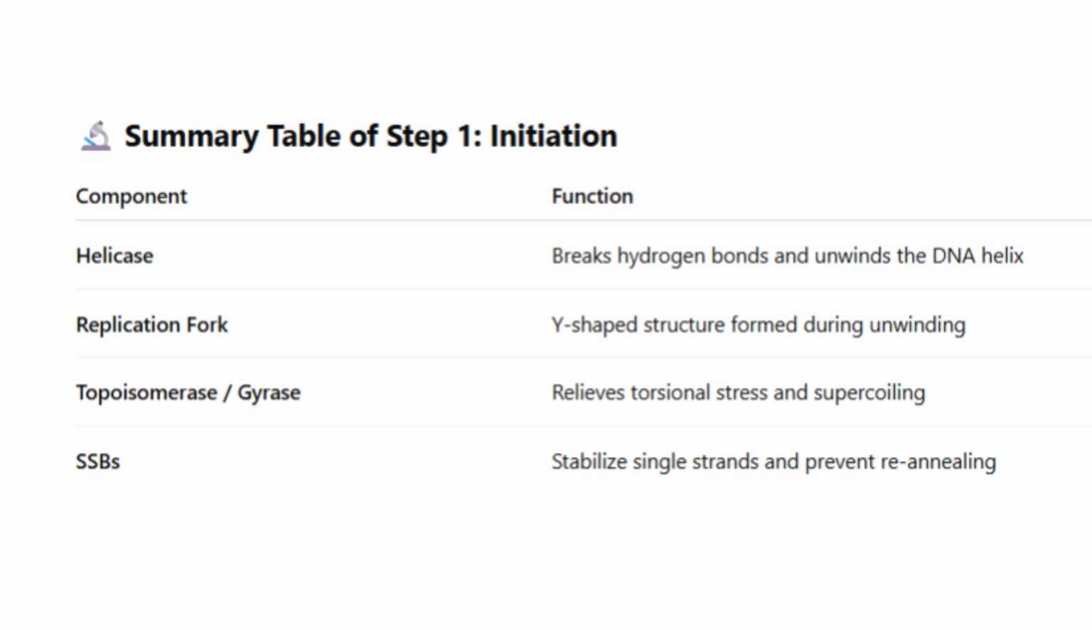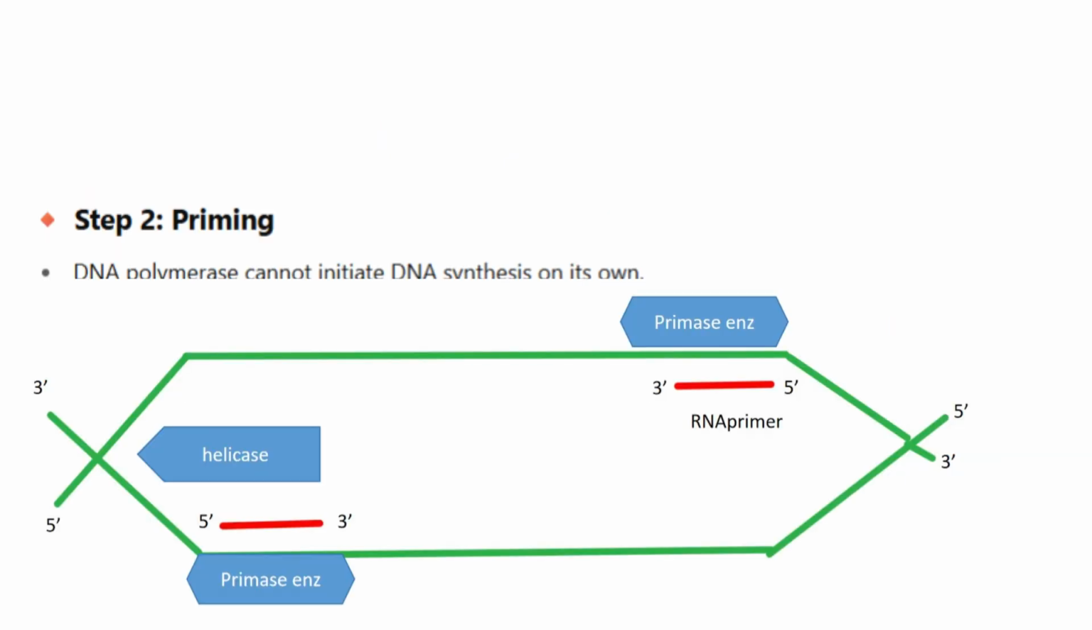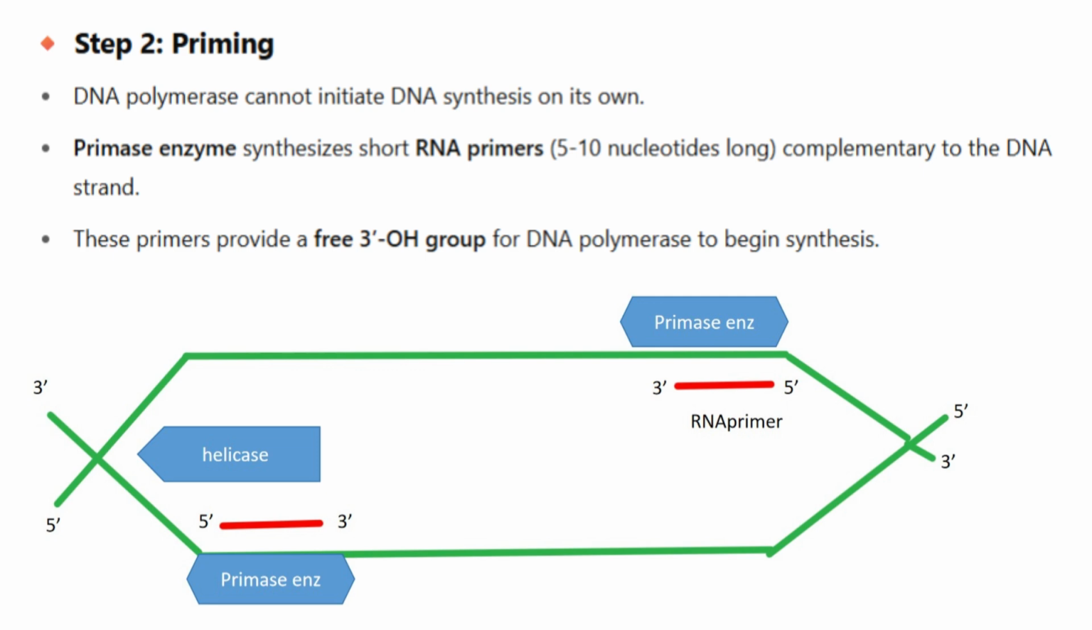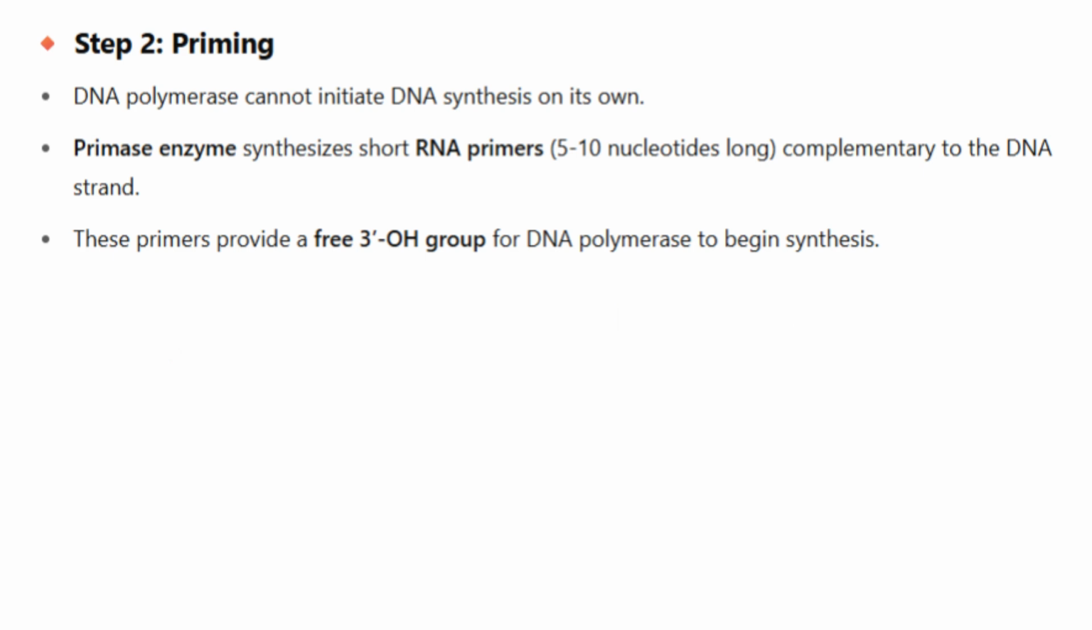Topoisomerase/gyrase relieves torsional stress and supercoiling. SSBs stabilize single strands and prevent reannealing. Step 2. Priming. DNA polymerase cannot initiate DNA synthesis on its own. Primase enzyme synthesizes short RNA primers, 5 to 10 nucleotides long, complementary to the DNA strand. These primers provide a free 3'-OH group for DNA polymerase to begin synthesis.